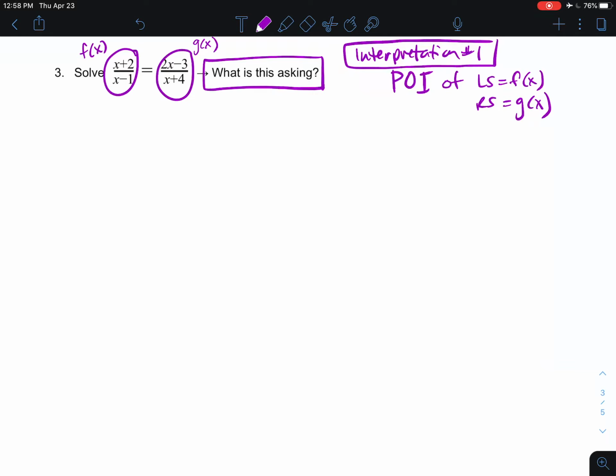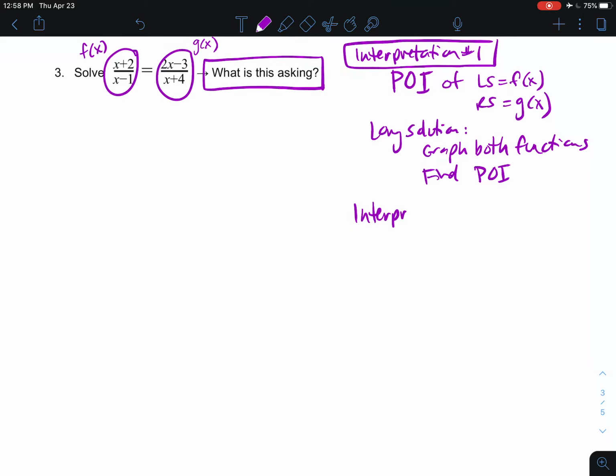So a really long way to solve this problem is to graph both functions and then find their point of intersection. But of course we know that that strategy of graphing to solve is a really long strategy. So we do want some algebraic strategies to back that up, and that's fine. I want to talk about another way to interpret this problem.